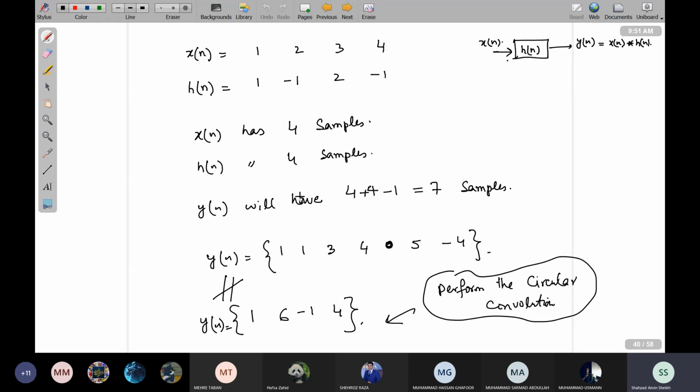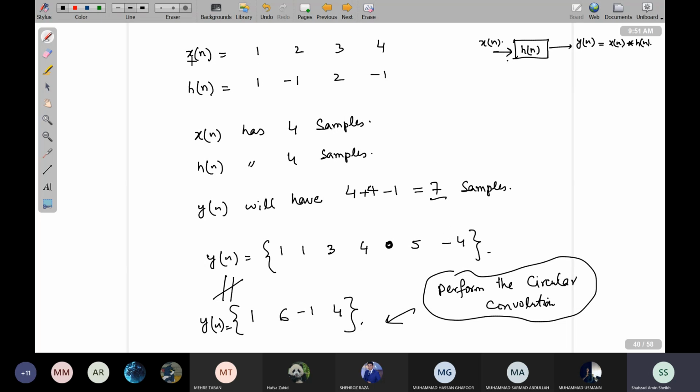अगर मैं लीनियर कन्वोल्यूशन करूं तो रिजल्ट इज इन फैक्ट y of n is equal to x of n convolved with h of n, and the result of this y of n will be 4 plus 4 minus 1, which is 7 samples. We know it. And suppose these samples are 1, 1, 3, 4, 0, 5, minus 4.